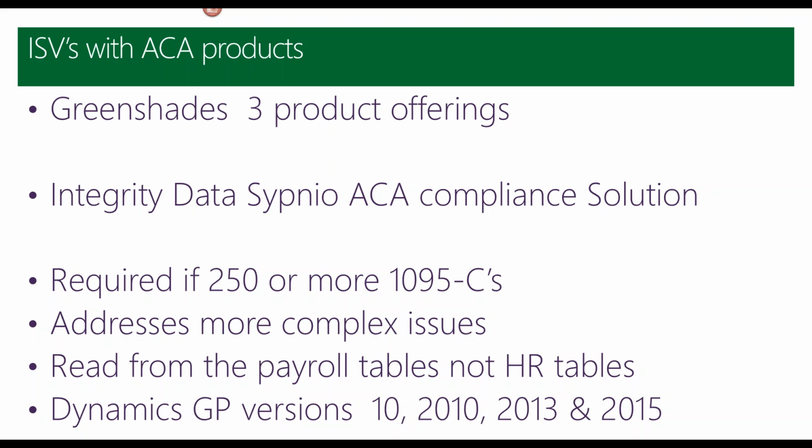Green Shades and Integrity Data are the two that have a product. Like I said, if it requires more than 250, both of these products do not read from the HR tables. They read from the payroll tables. So you just can set up in their product, and your data, as long as you have deductions and benefits set up in your payroll today, then that setup is done.